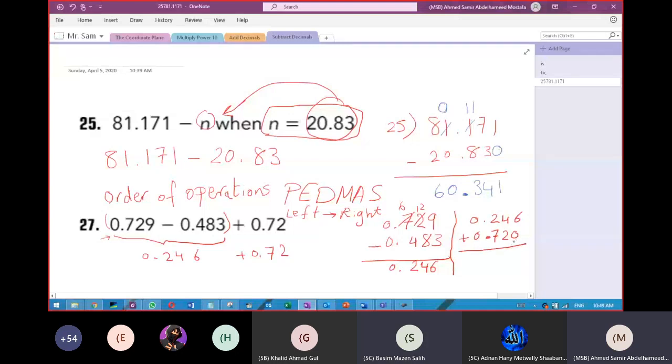So we added the 0 here. 6 plus 0 equals 6. 4 plus 2 equals 6. 2 plus 7 equals 9. Decimal 0 plus 0 equals 0. So the answer is 0.966. Excellent job. Thank you very much for that, Basim. So the answer is 966. What's the value of this number? It's 966 thousandths, all right? Yes. So that was number 29.